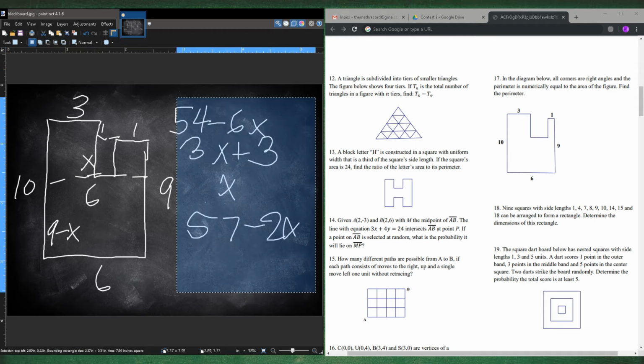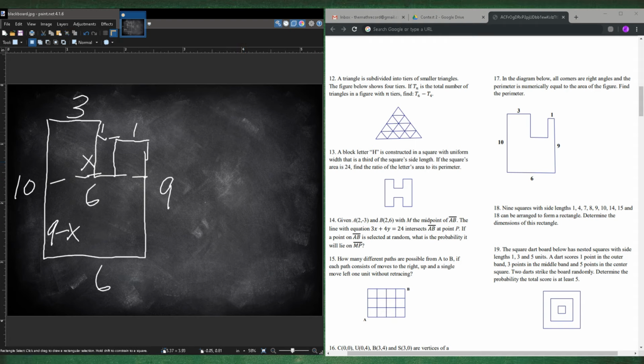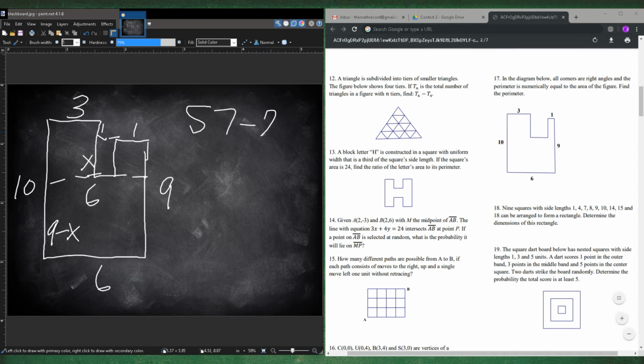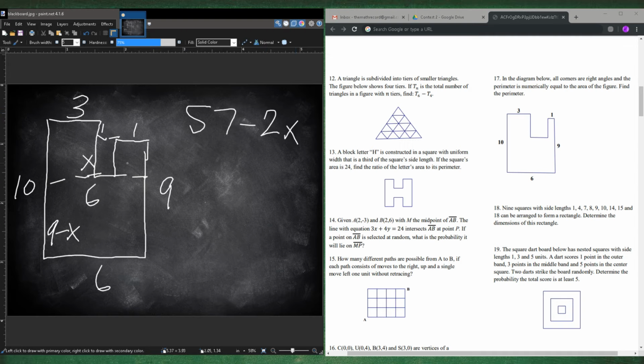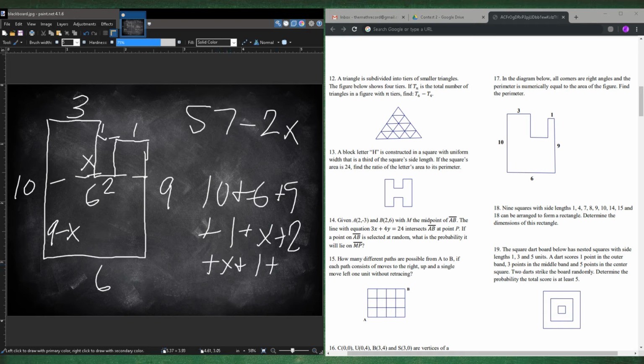Okay. We have that. 57 minus 2x. That's 57 minus 2x as the area. And now we just need to find the perimeter. So we have 10 plus that 6 right here, plus the 9, plus the 1, plus x. Since this was 2, as I said before, it's plus 2, plus x plus 1, right? Because it's x plus 1, and then plus 3. So that's 10, that's 16, that's 25, that's 26, that's 28, that's 29, and that's 32, and that's 32 and 2x.